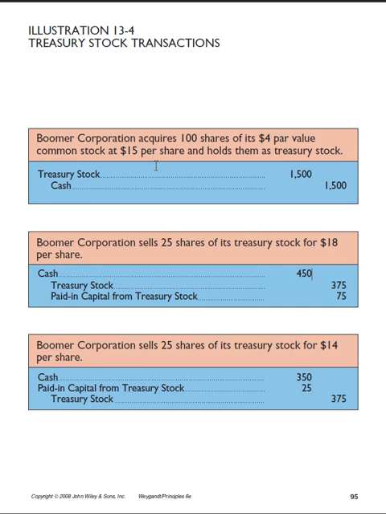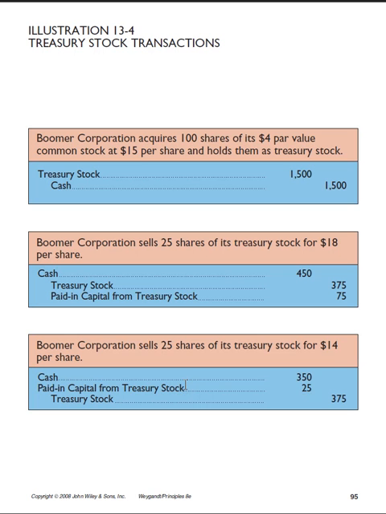Now, keeping in mind $15 per share, we sell 25 shares of treasury stock for $14 per share. So basically, we're selling it for $1 less than we originally purchased it. 15 minus 14 is $1. 25 times $1 will be a debit to paid-in capital from treasury stock, which is usually a credit. But since we're selling it for less than we purchased it, we're selling it at 14. Remember, we bought it at 15.